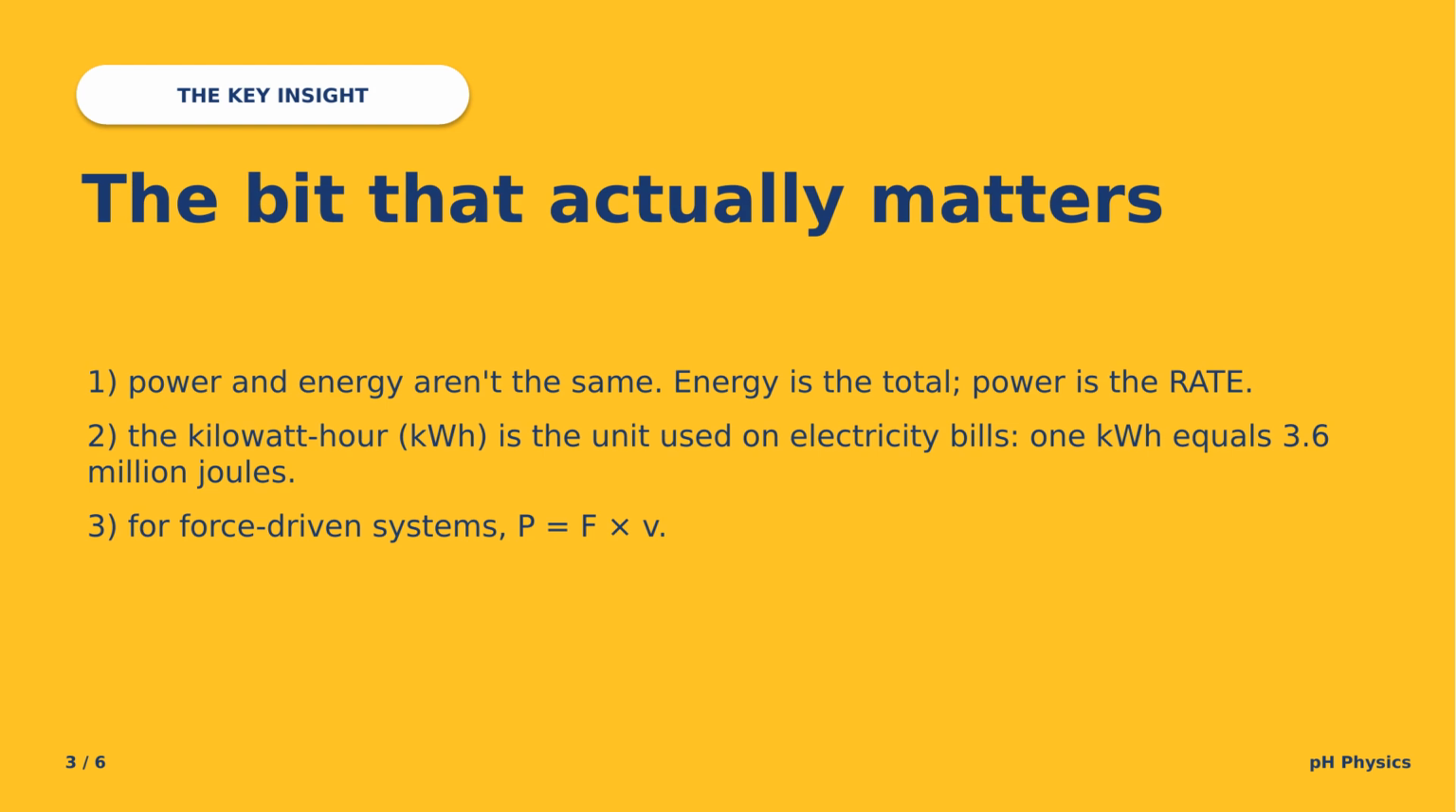Three things. 1. Power and energy aren't the same. Energy is the total. Power is the rate. 2. The kilowatt hour, kWh, is the unit used on electricity bills. 1 kilowatt hour equals 3.6 million joules. 3. For force-driven systems, P equals F times v.